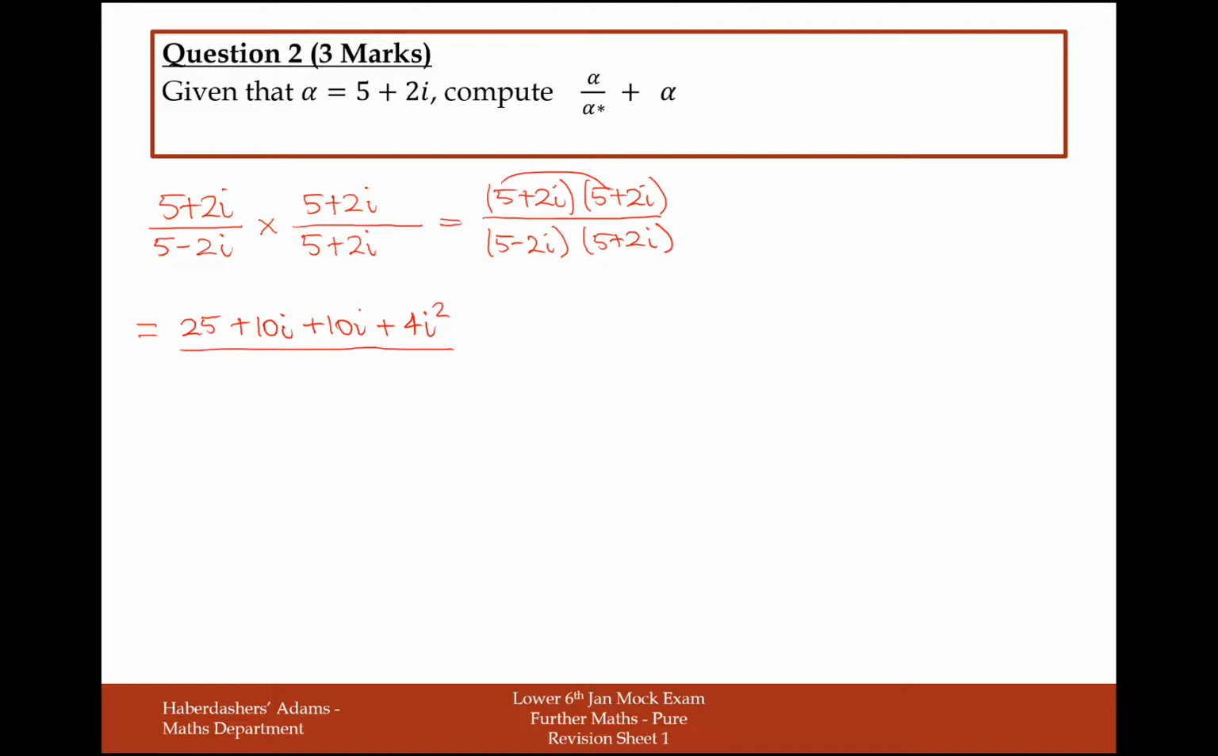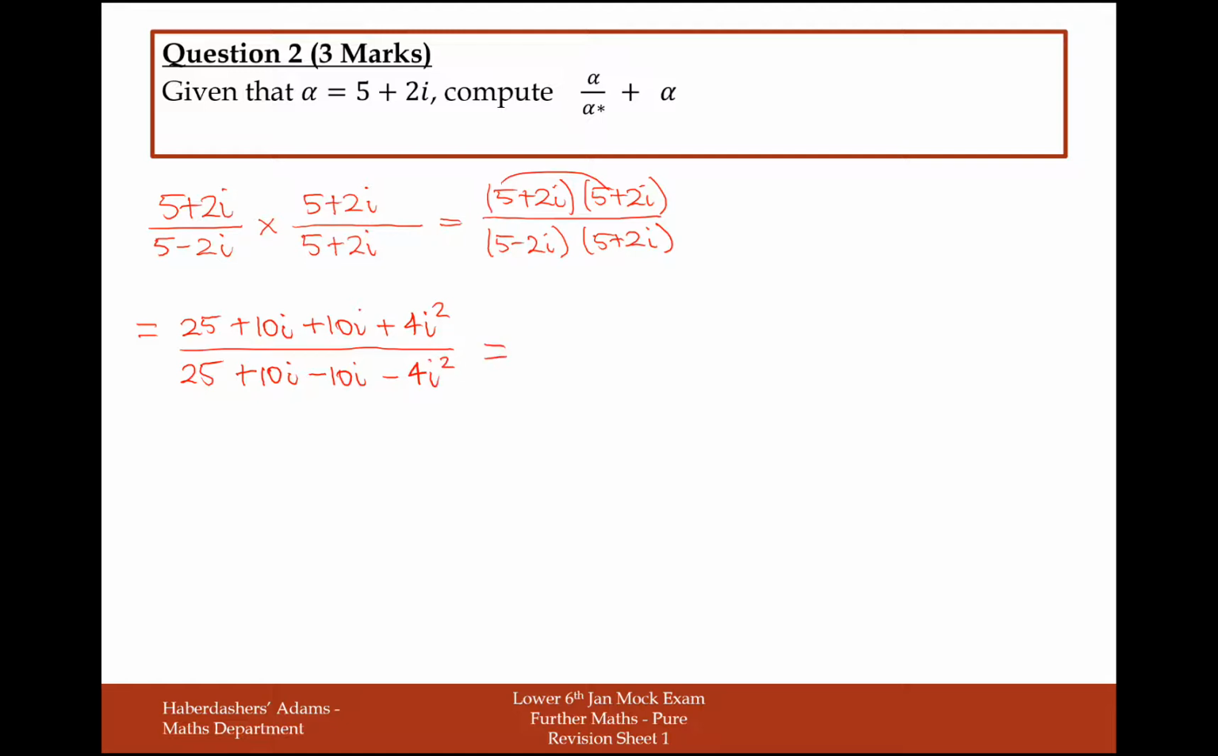And I'll simplify that later. On the new denominator, 5 times 5, that is 25 again. 5 times 2i, that makes 10i. Minus 2i times 5, that's minus 10i. And minus 2i times 2i makes minus 4i squared.